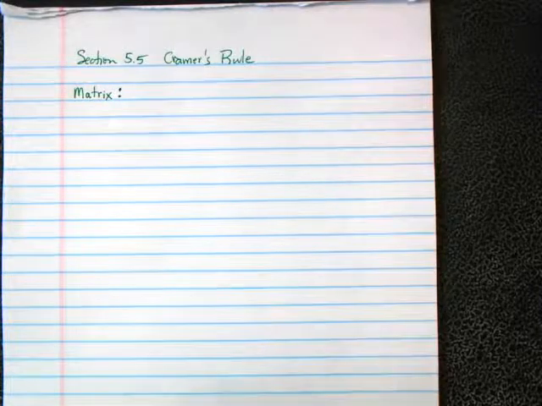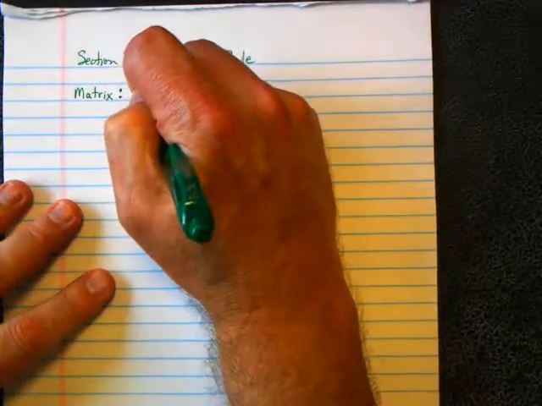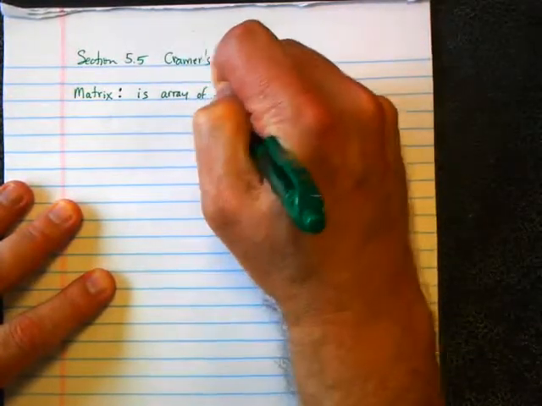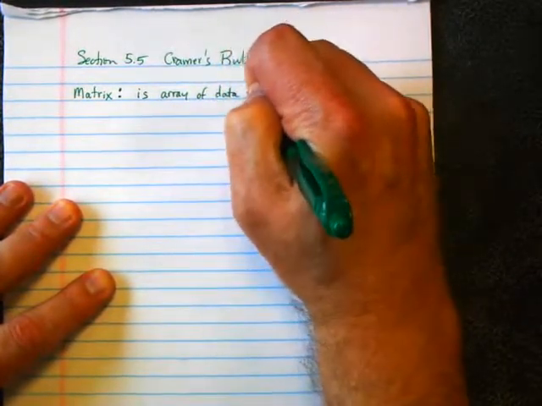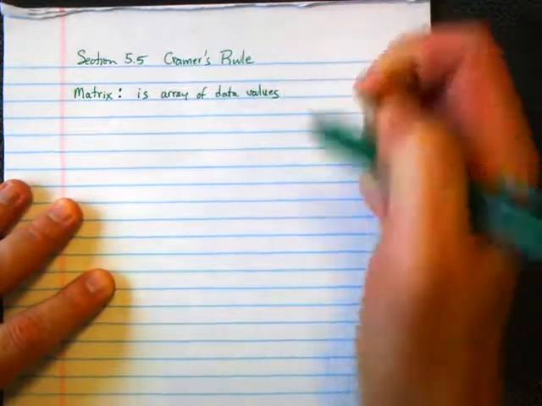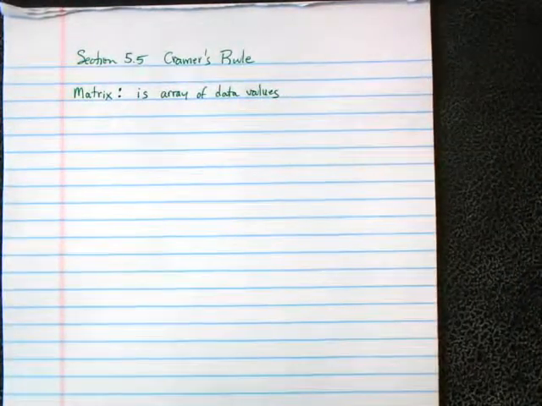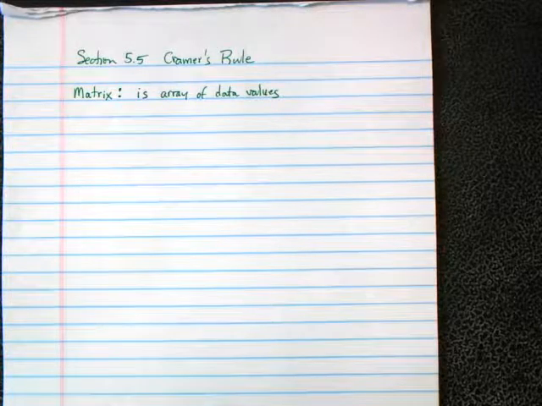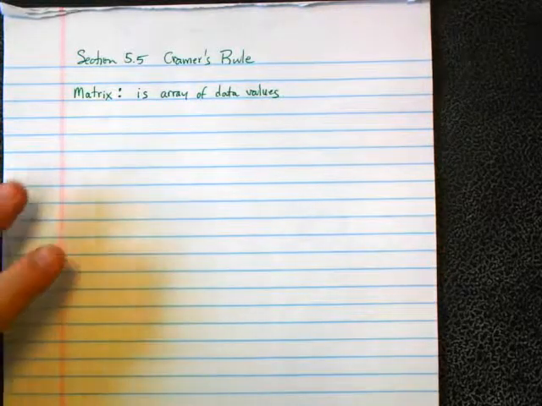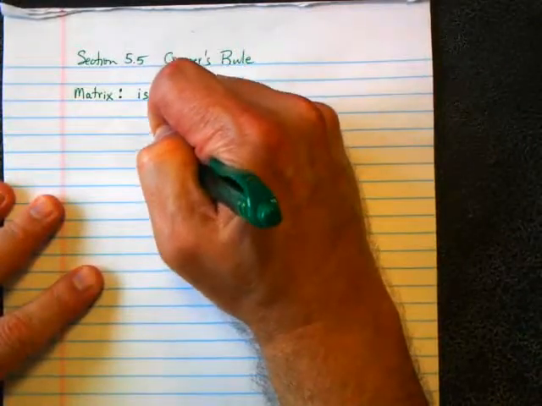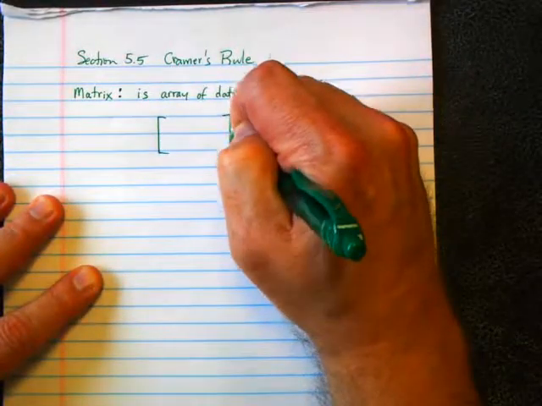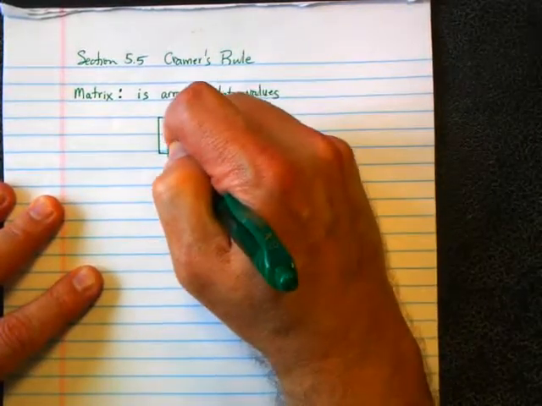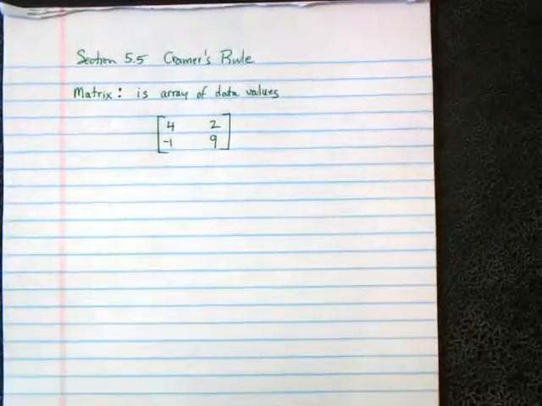A matrix is an array of data values. Now, for our purposes, data values are going to be numbers, but an array could have letters in it or words in it or whatever. So a matrix is something that looks like this. Looks a lot like a spreadsheet. So you might have 4 and 2 and -1 and 9. There's a matrix.